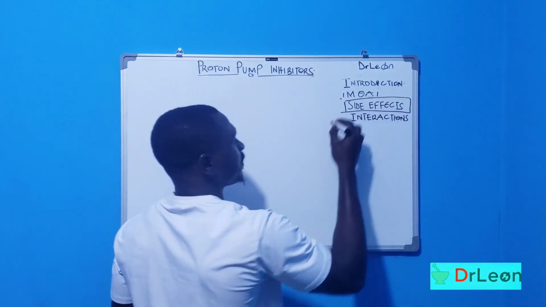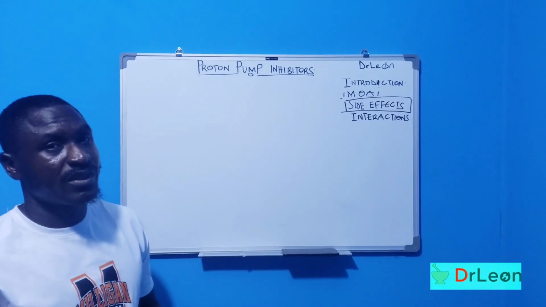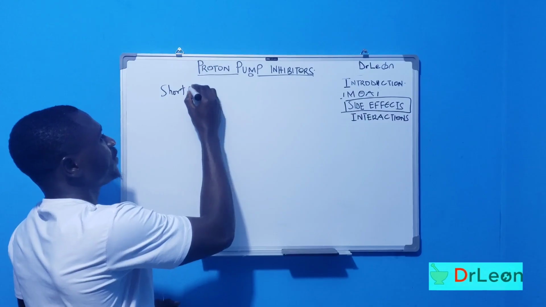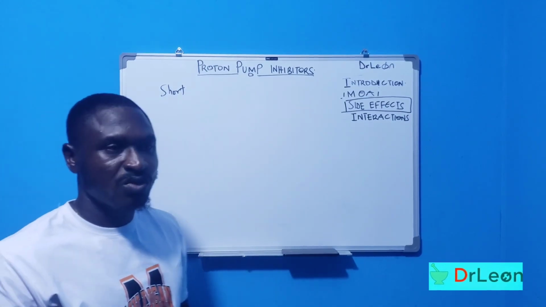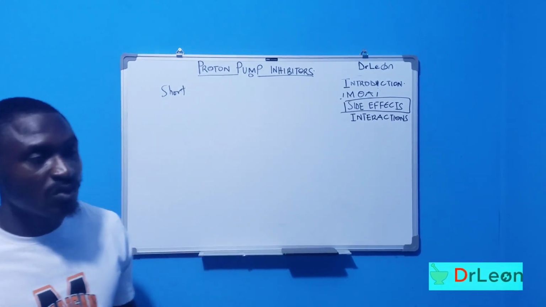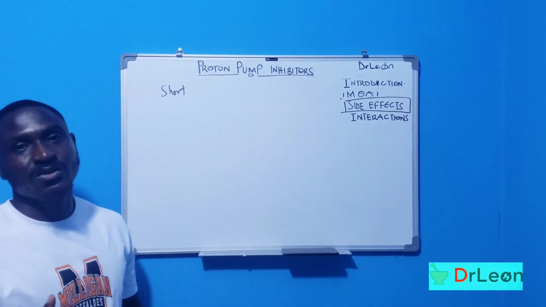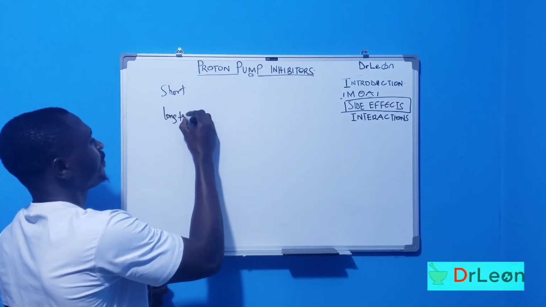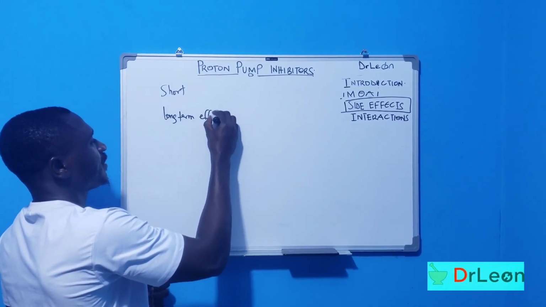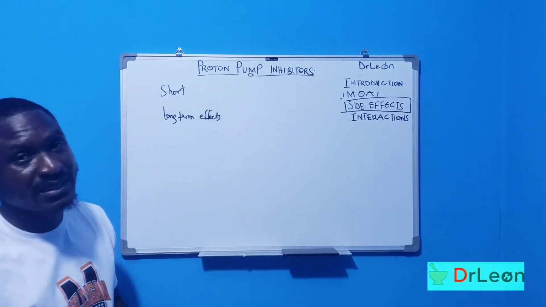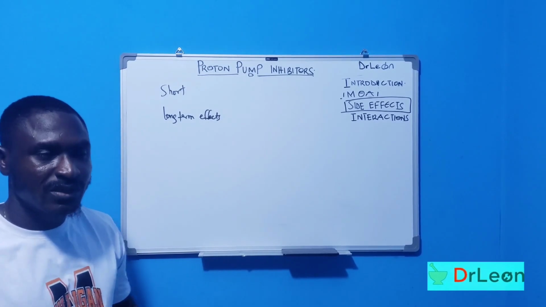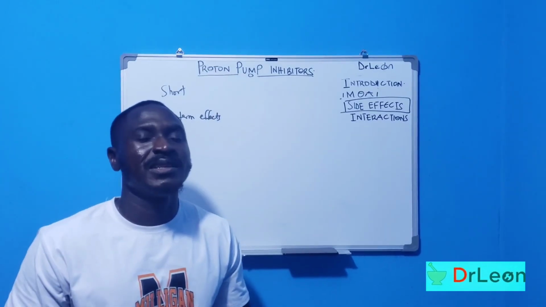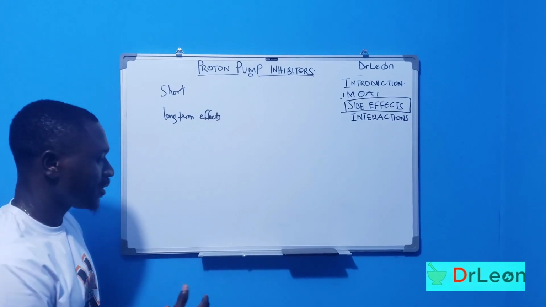Side effects. So with proton pump inhibitors, we have short-term effects. Short-term, when you take the medication, not for too long. These are effects that you can manifest. And we also have long-term effects or long-term side effects. These are those things that come as a result of using the medication for a longer period of time.